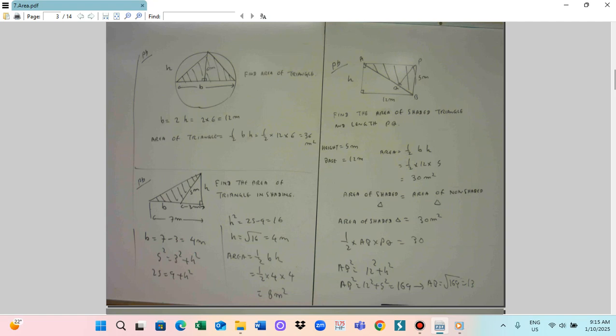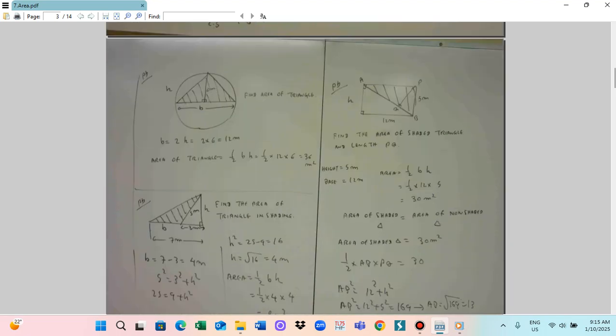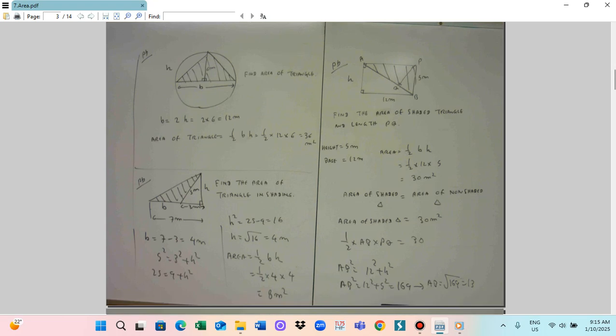Okay, so we also need to find the length of the shaded triangle and the length PQ. So firstly, we have to find the height. This is for the right angle triangle. Right angle triangle means the opposite sides are equal. So this is 12 meters, so this height also is 12 meters. So H is equal to 5 meters, base is equal to 12 meters. So height is 5 meters and the base is 12 meters.